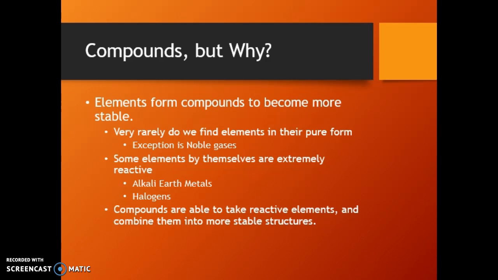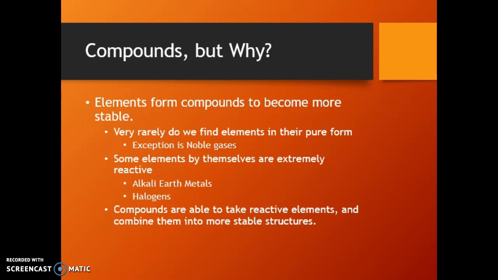We also have halogens here, like chlorine gas and fluorine. These are very willing to react, so they form compounds with other elements to give themselves a more stable structure. Don't think of them as living. It's just that the world functions a lot better when things are balanced and stable. Compounds are able to take reactive elements and combine them into these stable structures without much issue. Sometimes there can be some outward presence of reaction, but for the most part, it can happen pretty readily.